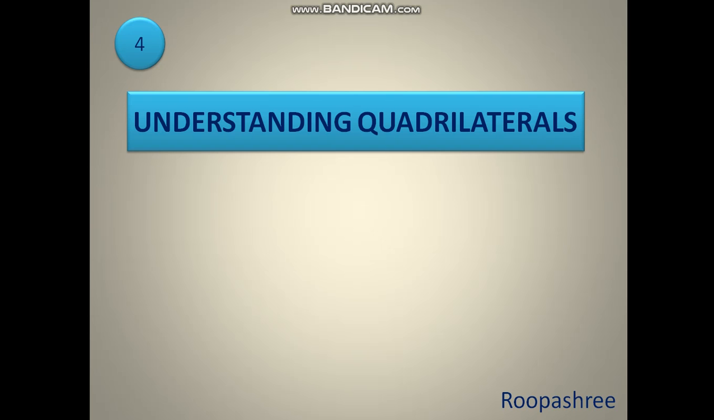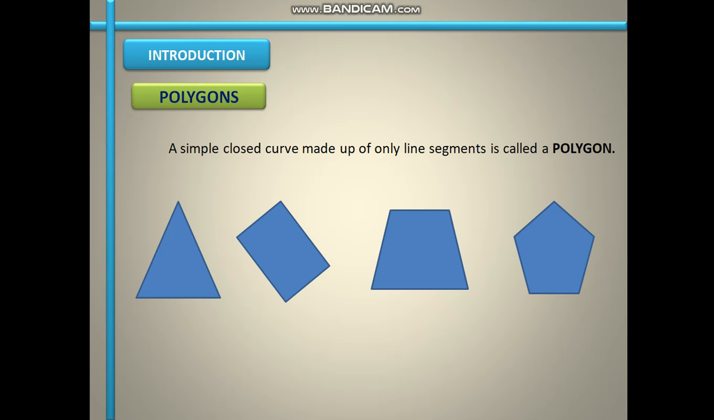So quadri means four, a lateral means sides. So, quadrilateral. Today we are going to discuss more about quadrilaterals and simple diagrams in this particular session.